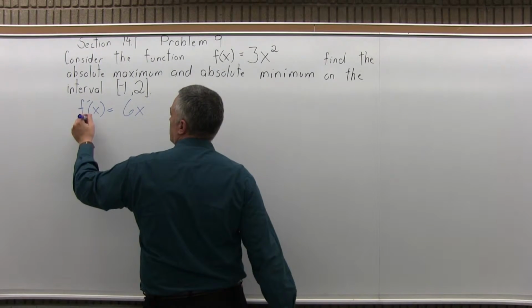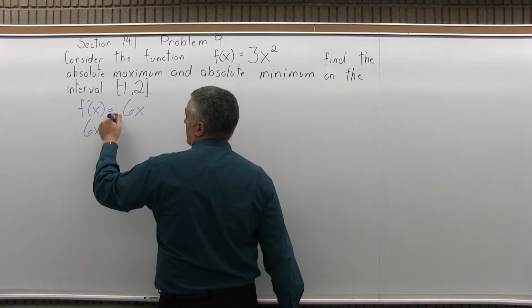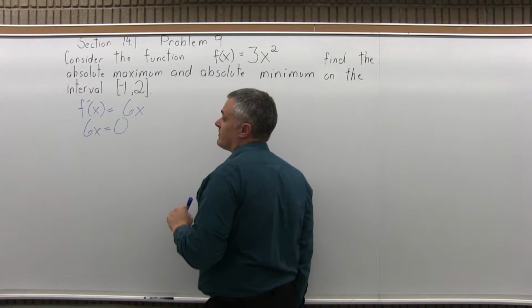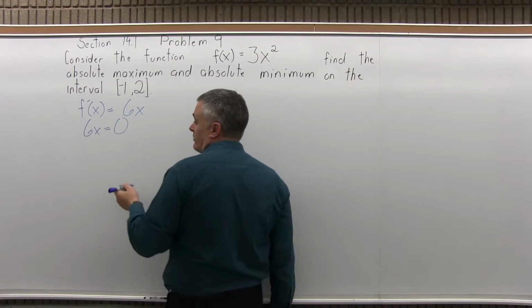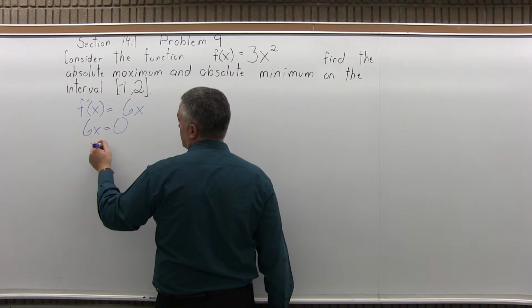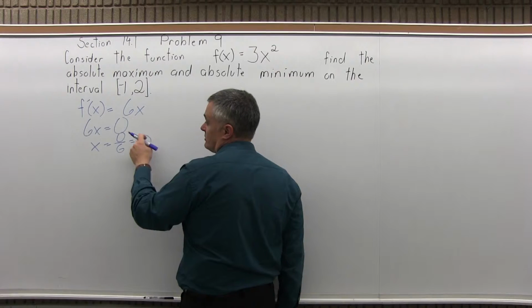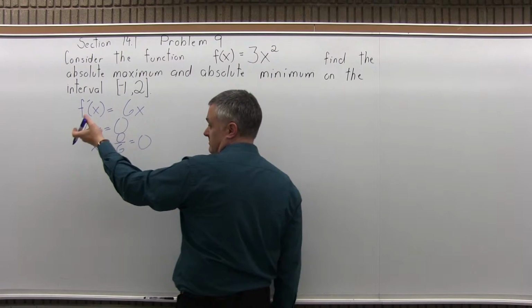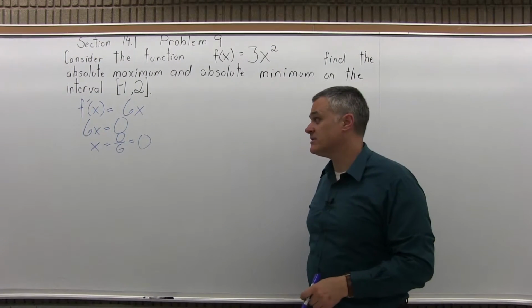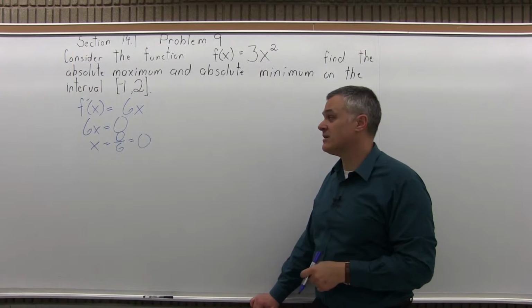Step 2, set f prime of x equal to 0. So I have 6x equals 0. Step 3, solve for x. Well, if I divide both sides by 6, 0 over 6 is 0. And that is the solution. If x is 0, 6 times 0 makes the equation true. 0 equals 0. So I have one solution of x is 0.